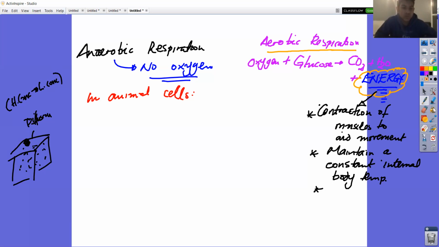Now, what about if you need to get something where it's in low concentration and you want to take it to a place where it's in high concentration? What do you call that? Would that be active transport? Correct.